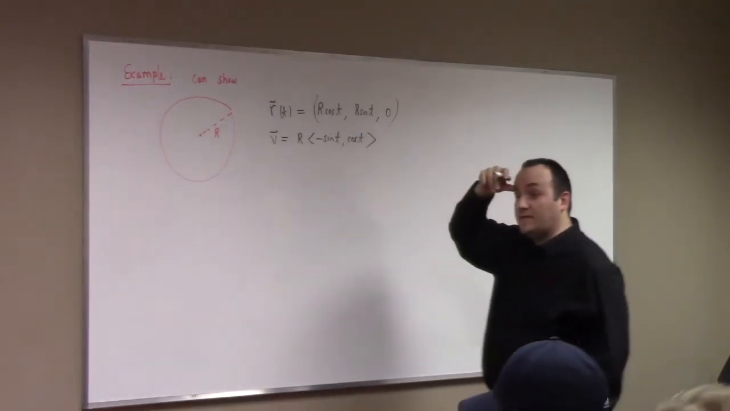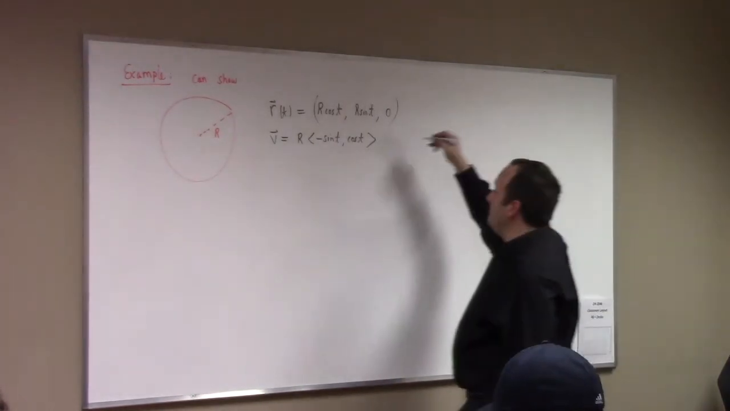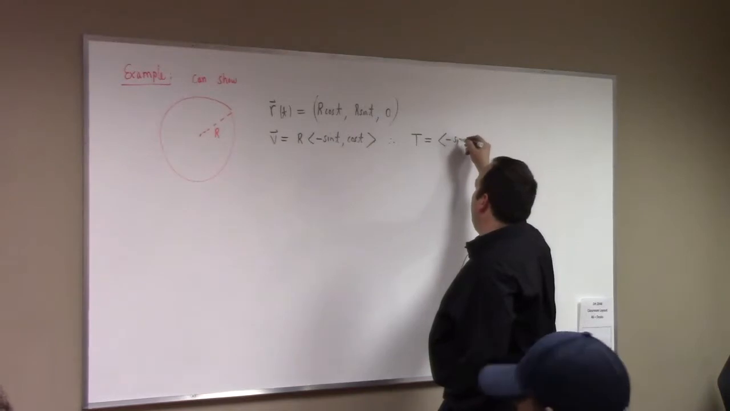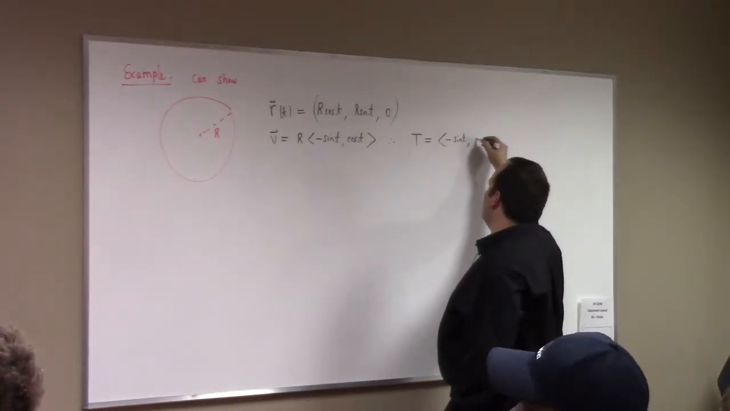Right? I just factored the r out. So what's the unit tangent to the circle? See, I've lost a kind of important thing. What did I lose?